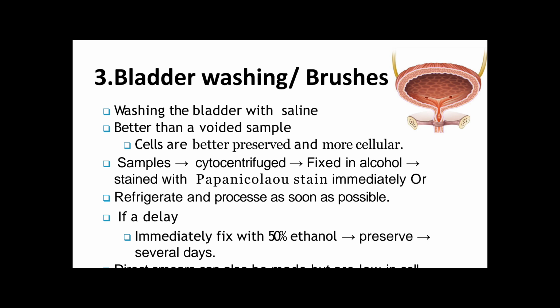So, the cells obtained by the above methods should be cytocentrifuged, fixed in alcohol, and stained with the Papanicolaou stain immediately, and refrigerated and processed as soon as possible. If a delay is anticipated, immediate fixation with 50% ethanol may preserve the specimen for several days. Direct smears can also be made but are low in cell number.